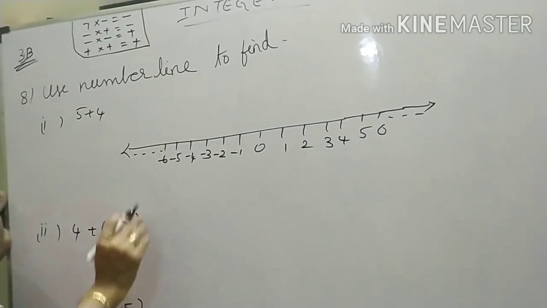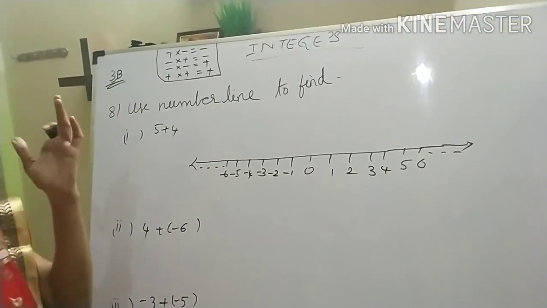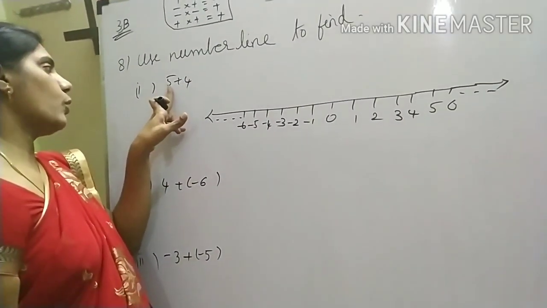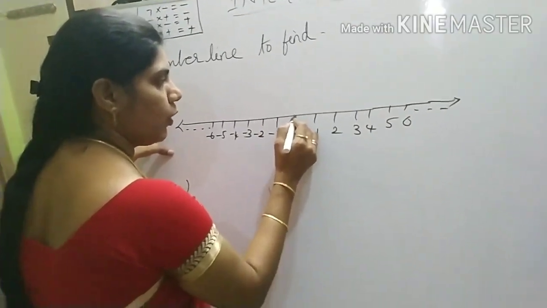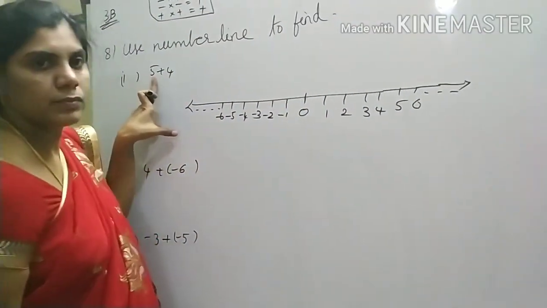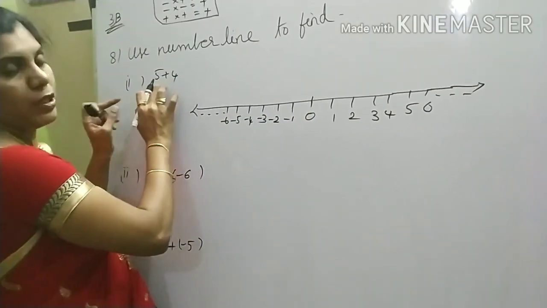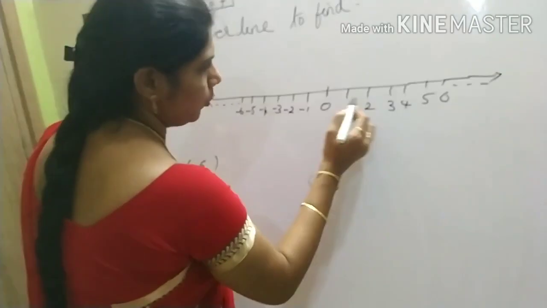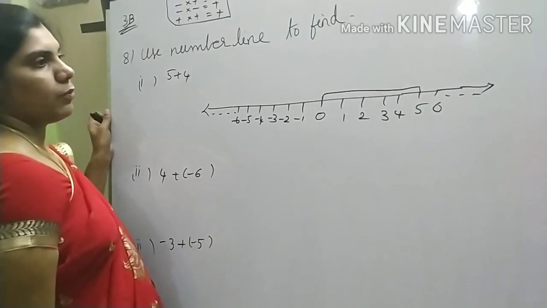Minus 6. So what is our problem? 5 plus 4. I explained this in your previous class. For the first number, we have to start always from 0. From 0 we have to go to the first number. What is the first number here? 5. So go to 5. What is this one?